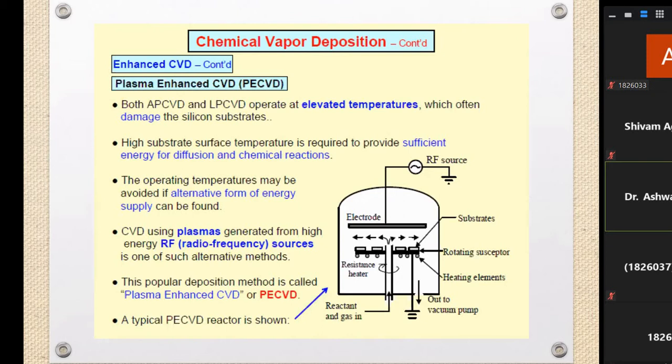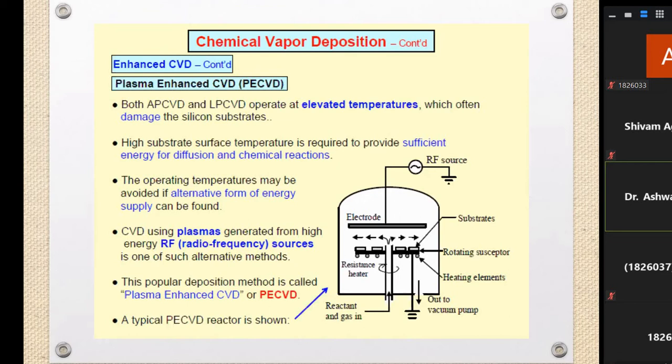Here the high temperature can damage the substrate, but the plasma enhanced technology uses radio frequency plasma, RF. Radio frequency is most of the time written as RF. This uses RF plasma to transfer energy into the reactor gases, which allows the substrate to remain at a lower temperature, as compared to the atmospheric CVD and the low pressure CVD.